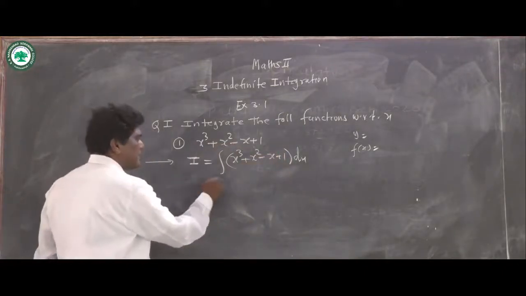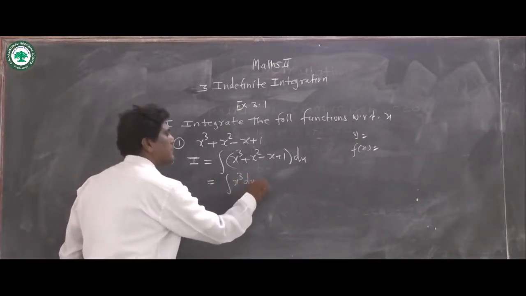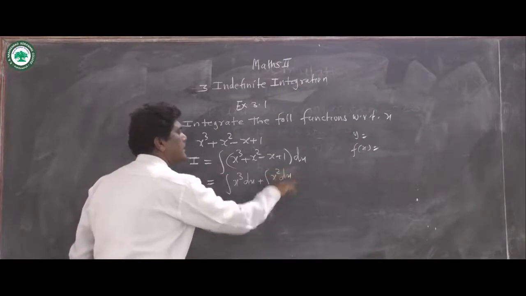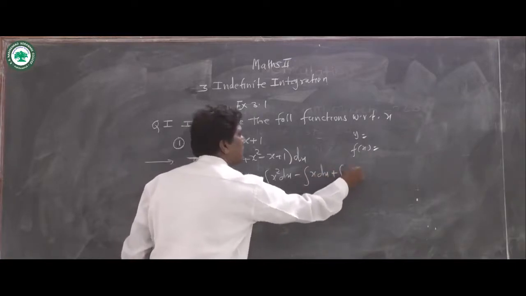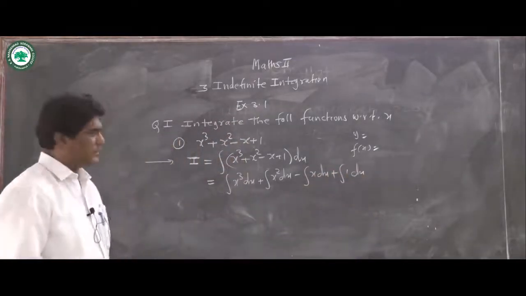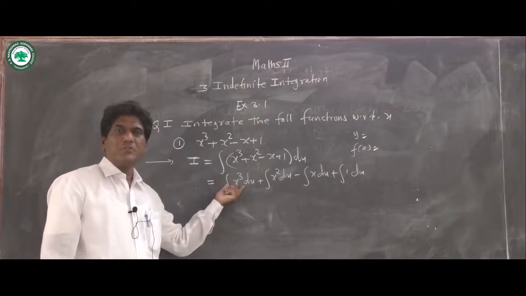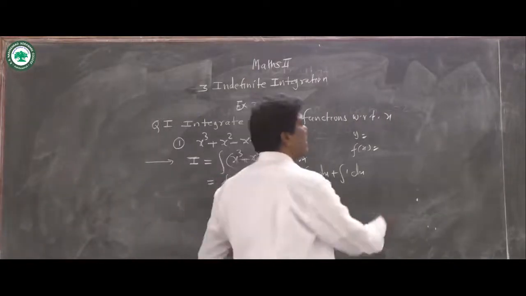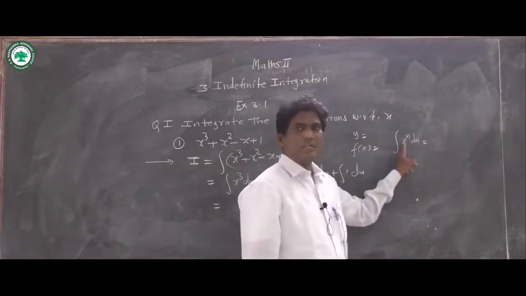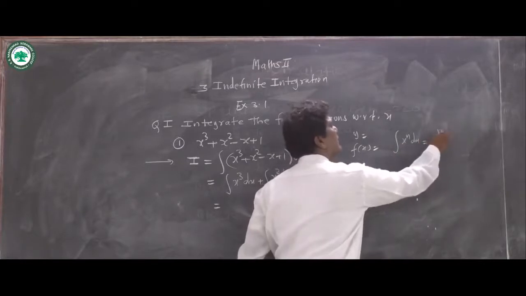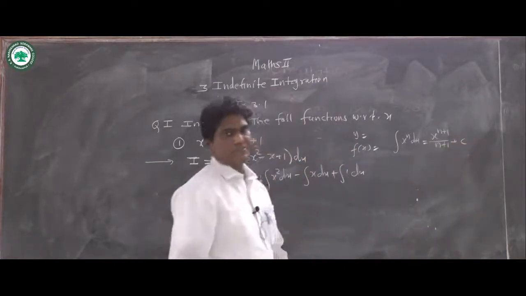Now separate the integration sign: integration of x cube dx plus integration of x square dx minus integration of x dx plus integration of 1 dx. Now, integration of x cube dx means we have to use the first formula. Which is the first formula? Integration of x to the power n dx: increase the power by 1, so we write x to the power n plus 1 divided by n plus 1 plus constant of integration.